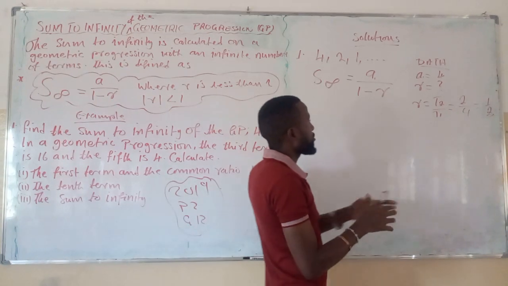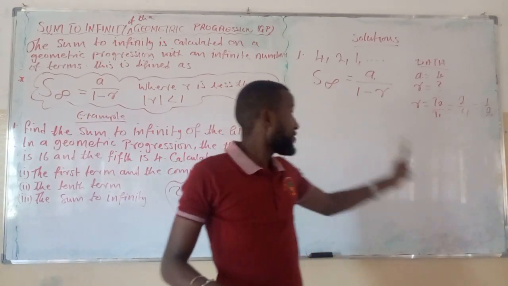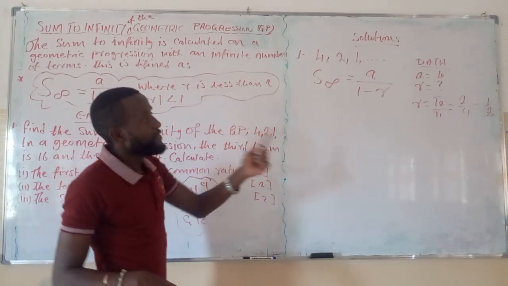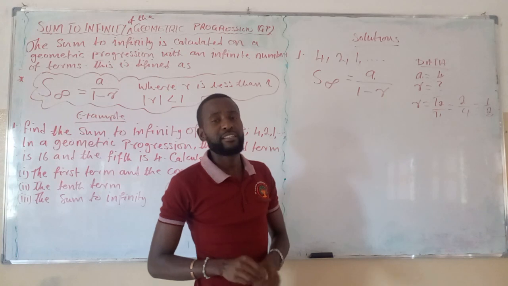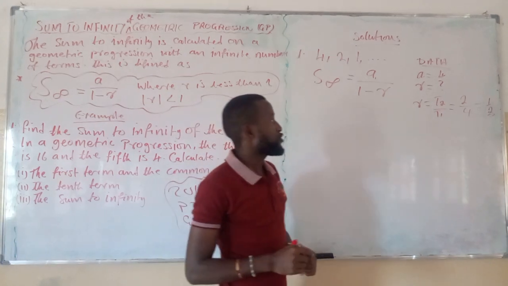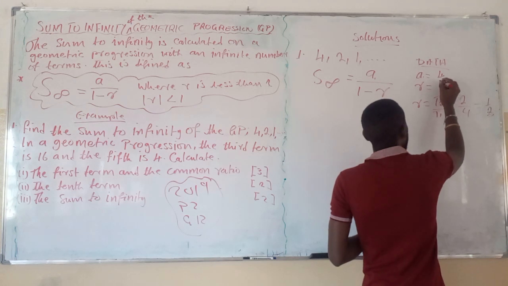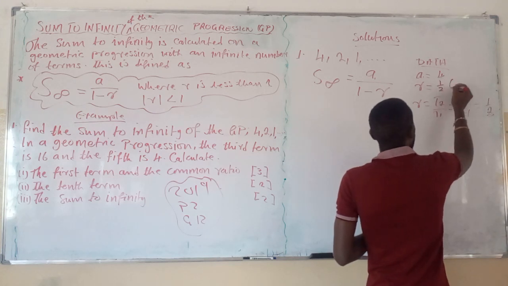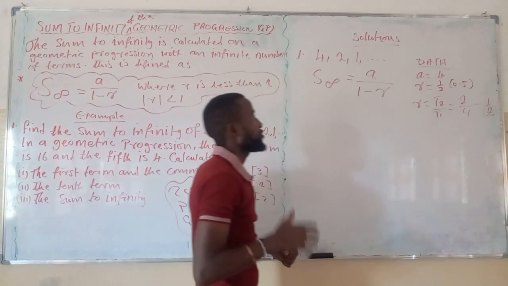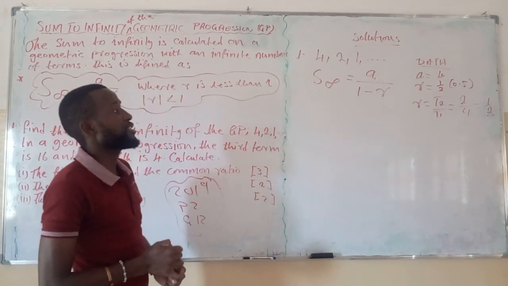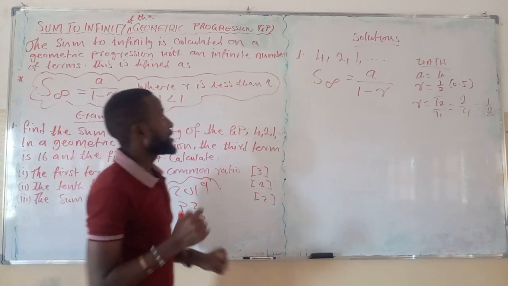And now this common ratio is less than 1. So you can find the sum to infinity. But if it was greater than 1, you could not have used this formula to solve for the sum to infinity. So the common ratio should always be less than 1 to find the sum to infinity. So 1 over 2, or you can say 0.5, is less than 1, hence you can find the sum to infinity. Now let's work it out.